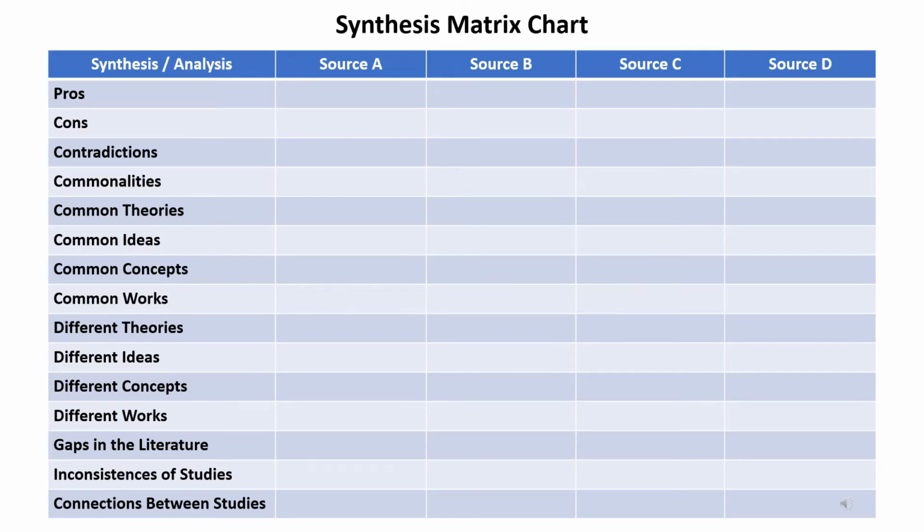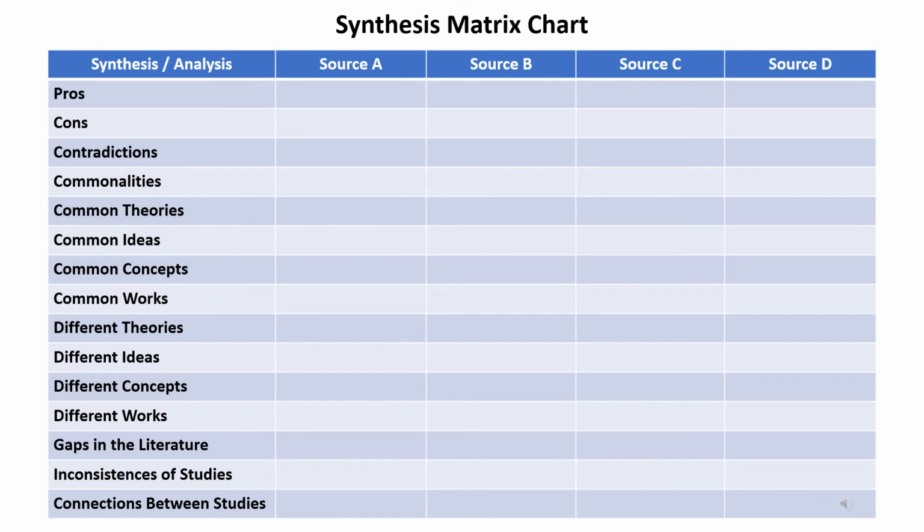A great way to showcase your identified themes, patterns, or trends is to create a synthesis matrix to display them. A synthesis matrix helps you link studies together and identify the themes and patterns across your literature sources. The following chart is an example of a synthesis matrix.